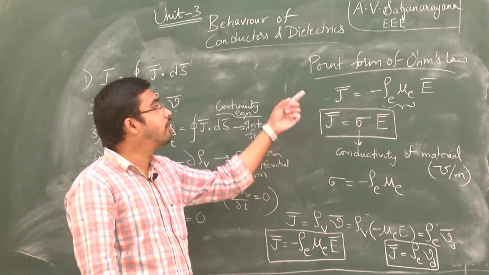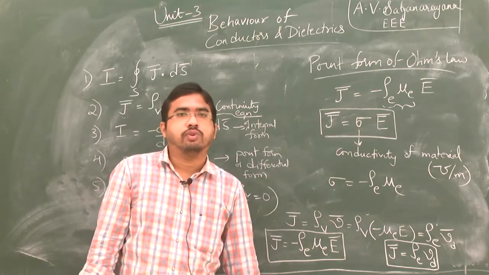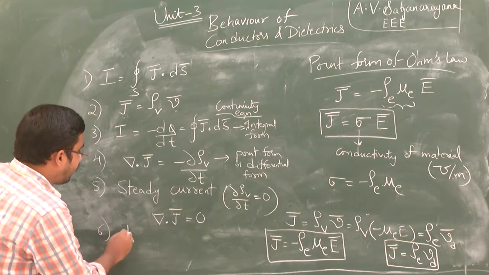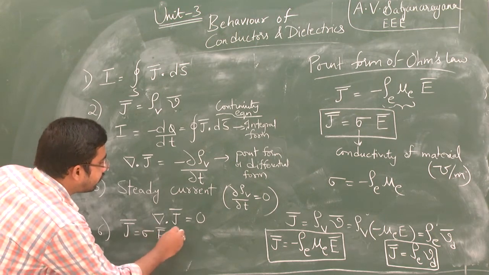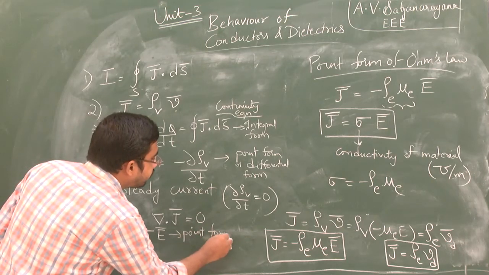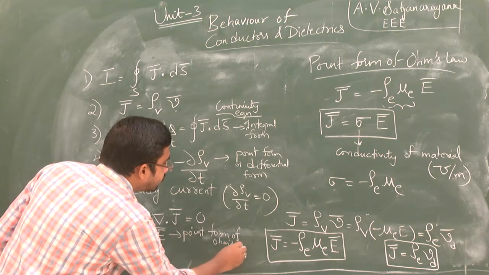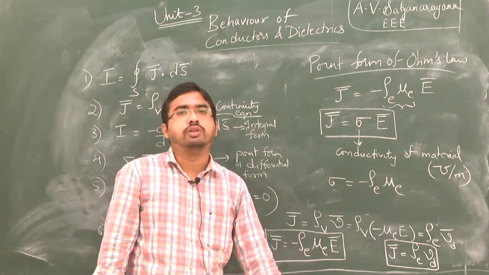What is the point form of Ohm's law? J bar equal to sigma E bar. So what is the other relation that we obtain? J bar equal to sigma E bar. This is the point form of Ohm's law, where sigma is equal to minus rho E into mu E.